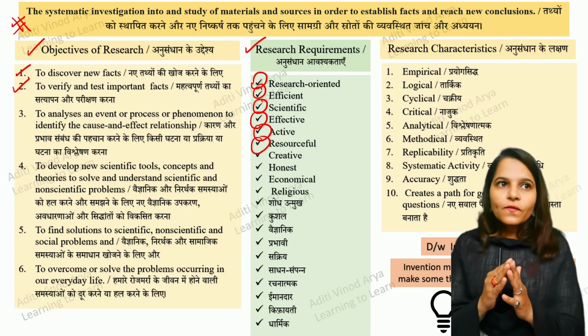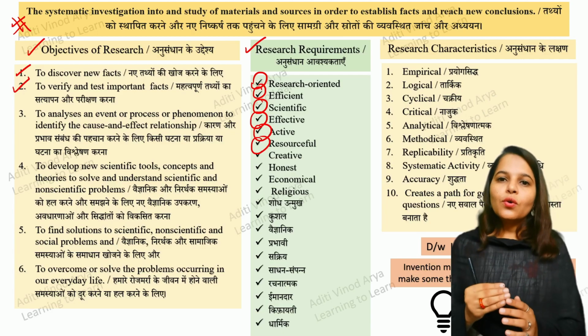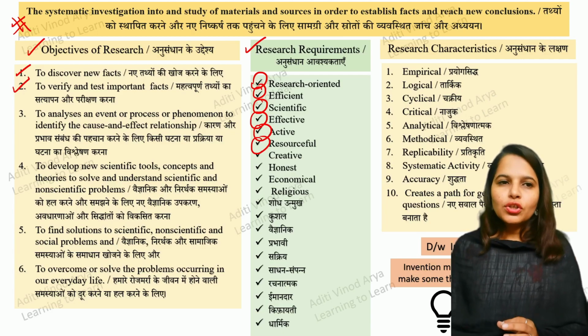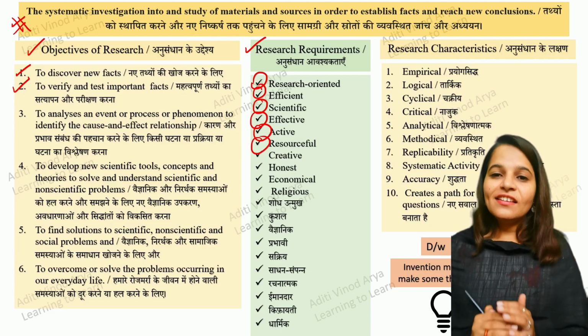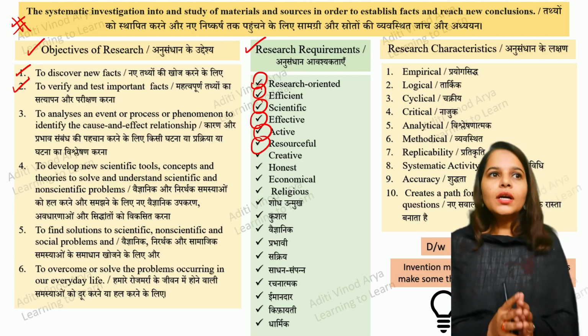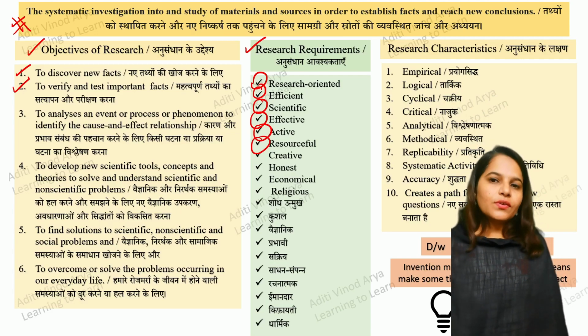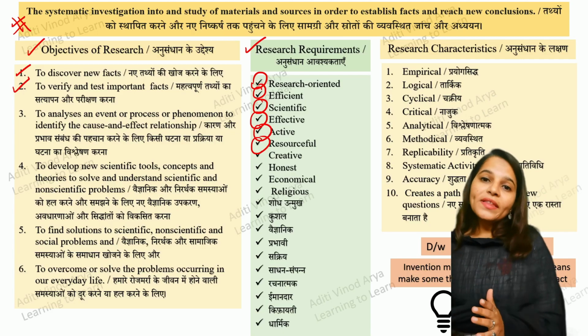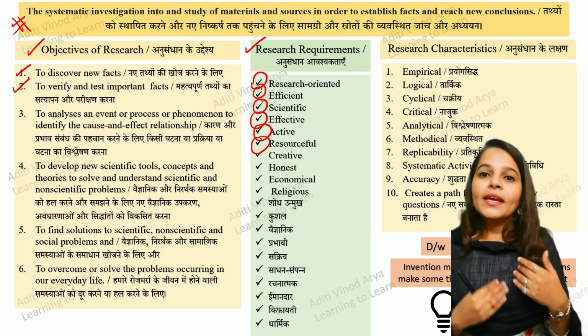When you're trying to find out the cause and effect, you are actually going for a scientific approach. You just want to understand things logically in the right manner. So here, when I'm talking about the objectives, you need to have a cause and effect relationship. You need to understand why this particular thing has caused that particular thing.